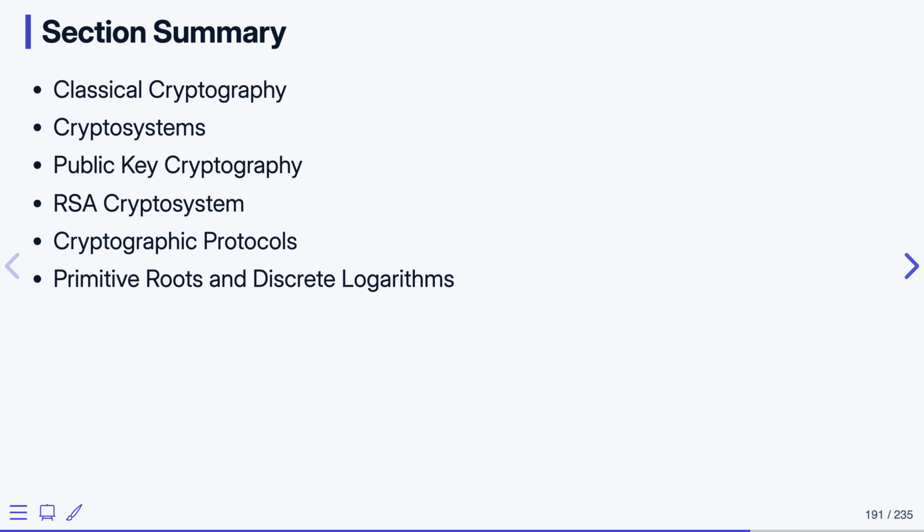This is our plan for this section. First, we look at classical cryptography, the old secret codes. Then we define a cryptosystem in a general way. Next, we meet public key cryptography, a modern idea where the locking key can be public. We study the RSA cryptosystem, which is used all over the internet today. We finish with cryptographic protocols, including key exchange and digital signatures. And primitive roots and discrete logarithms come back too, because the key exchange protocol rests on them.